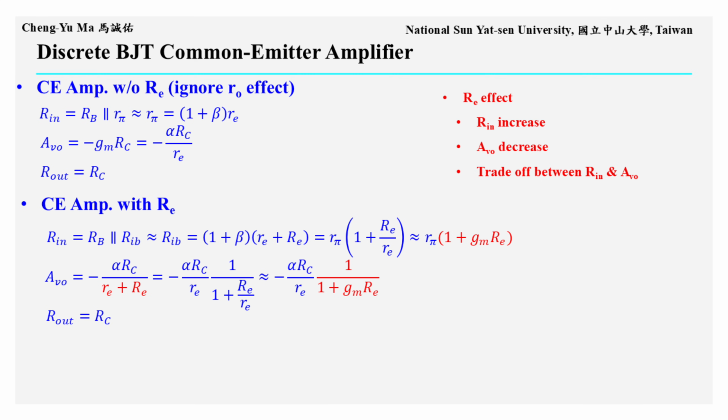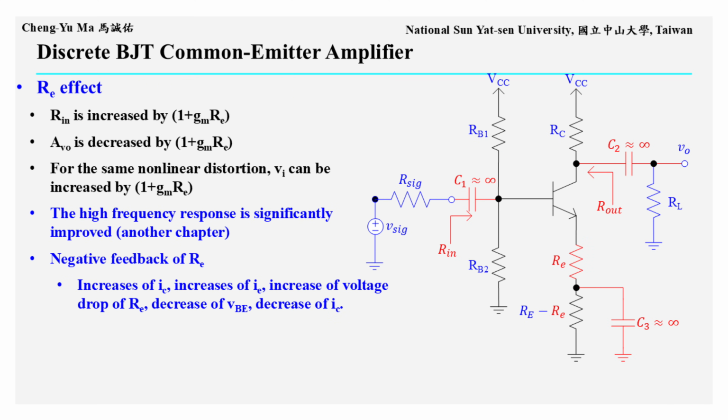This is the same conclusion we obtained in the previous small signal analysis chapter. So once again, adding the emitter resistor Re increases the input resistance by about 1 plus gmRe, but it also decreases the open circuit voltage gain by about 1 plus gmRe. The advantages and disadvantages are the same as those listed in the previous small signal BJT analysis section.